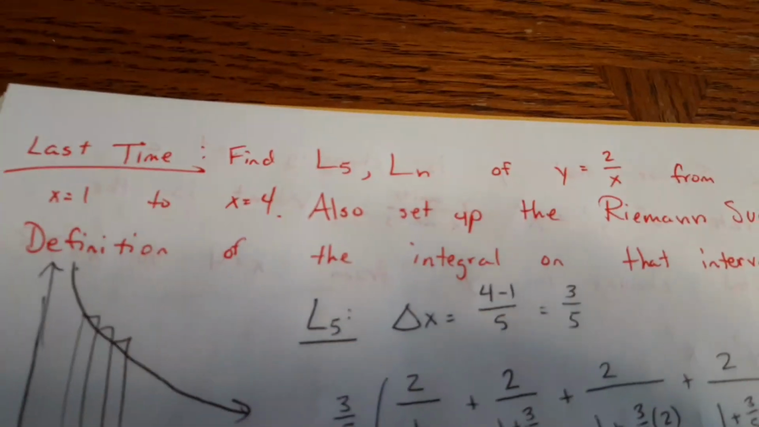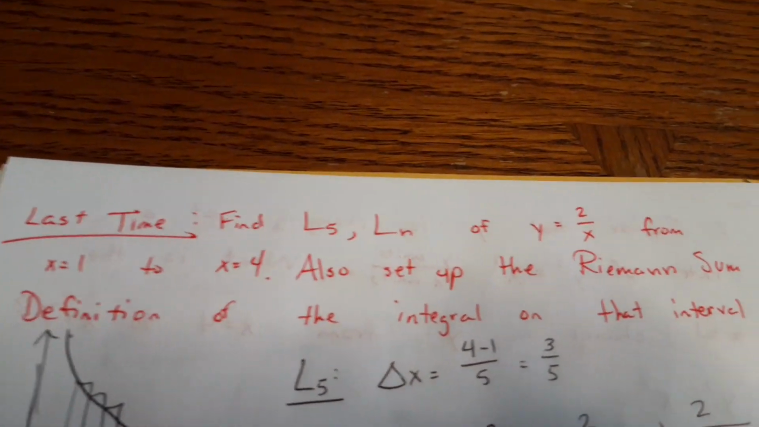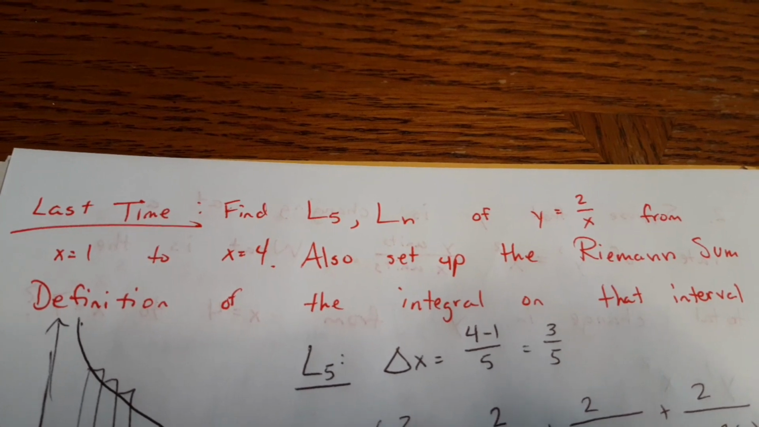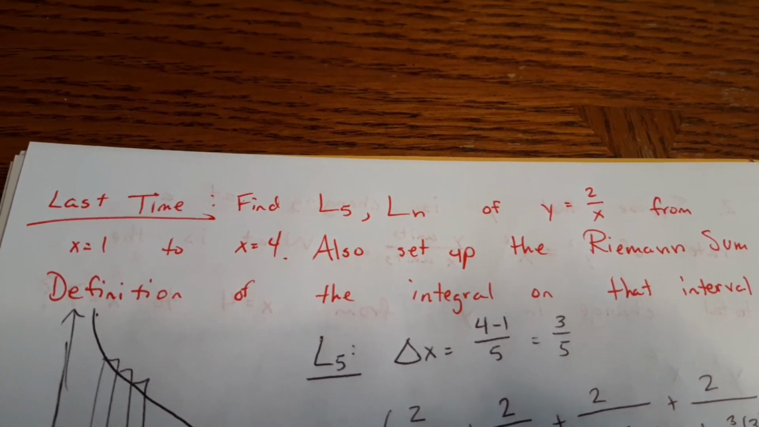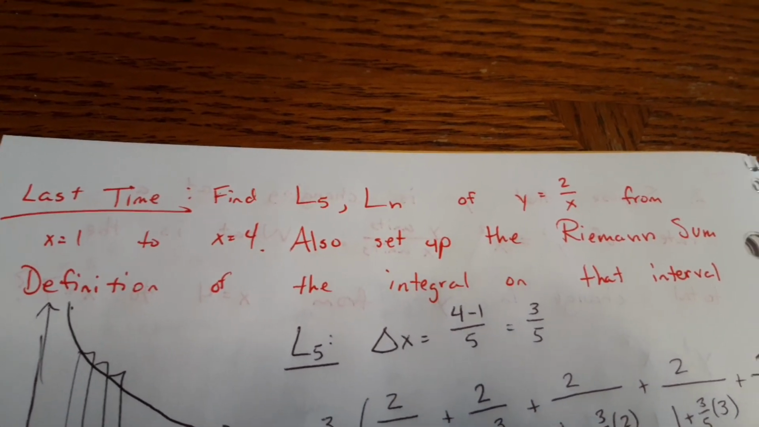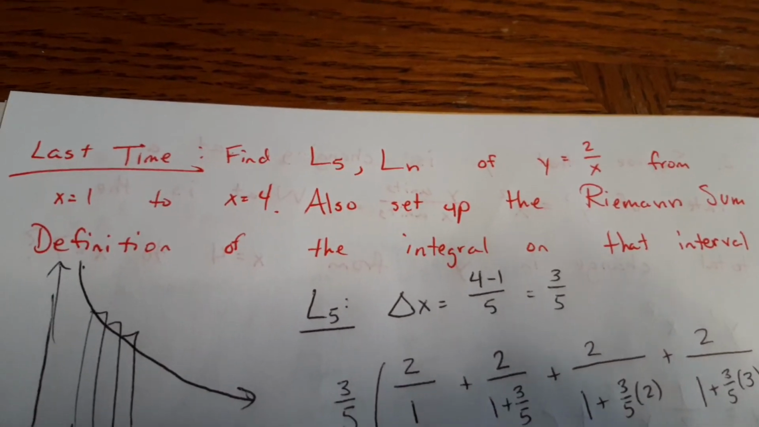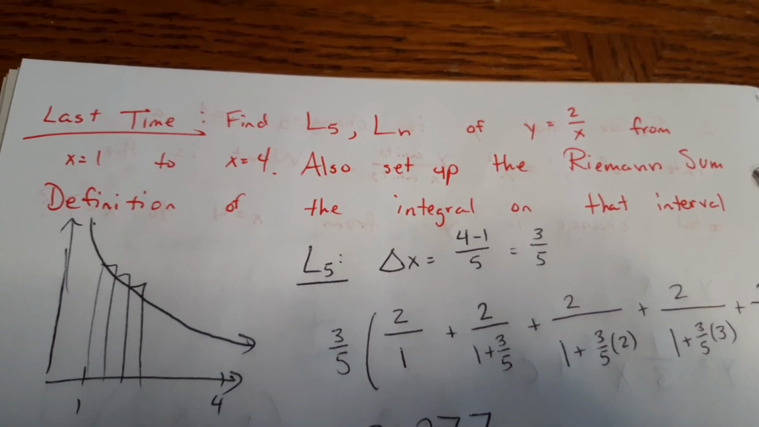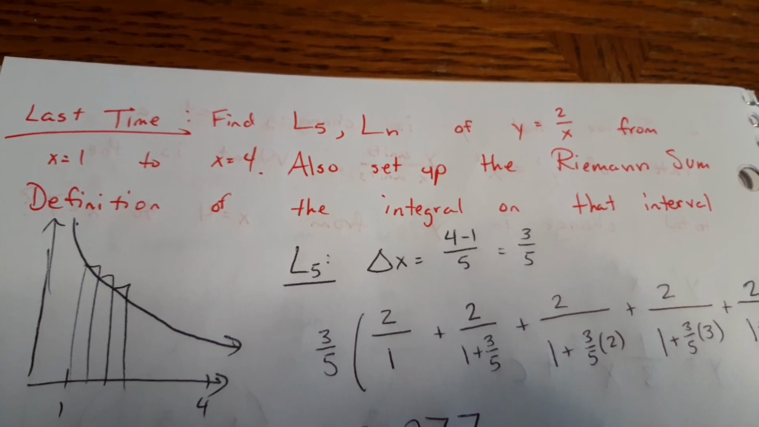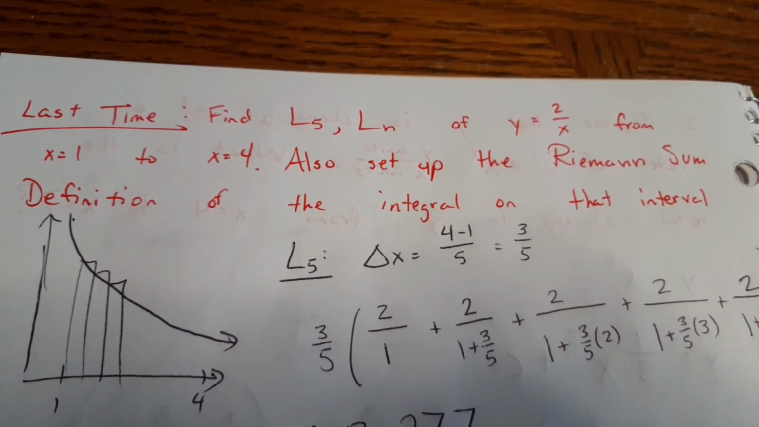And speaking of last time's you-do, you had to find L5 and Ln of y equals 2 over x from x equals 1 to x equals 4, so the left sums, and then also set up the Riemann sum definition of the integral on that interval. And so for L5, you're going from 1 to 4, so your delta x is going to be 4 minus 1 over 5, which is 3/5.